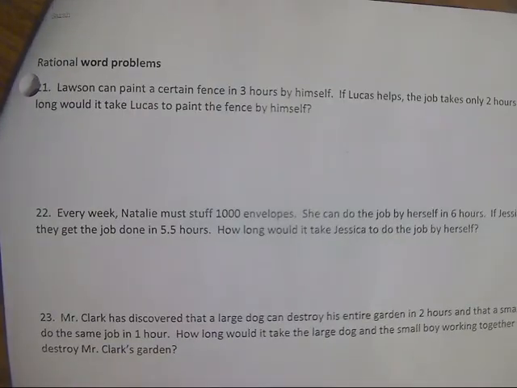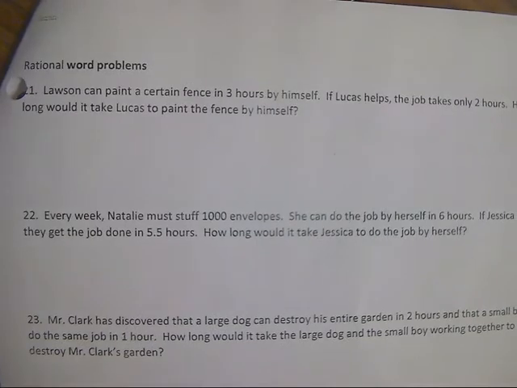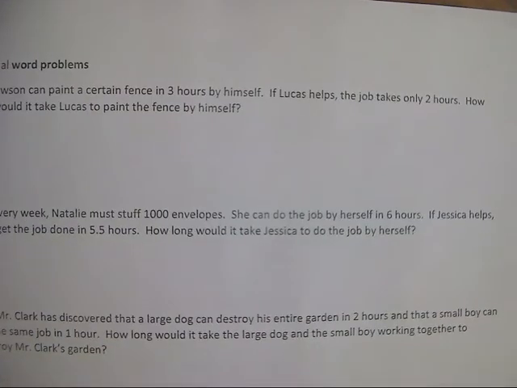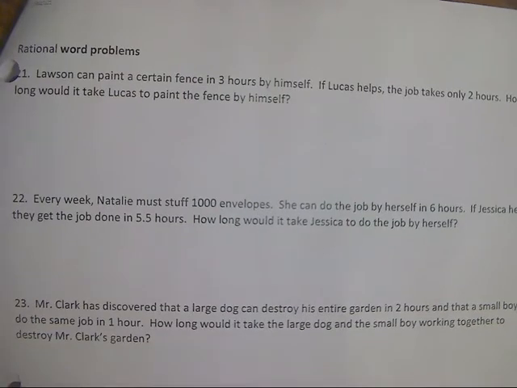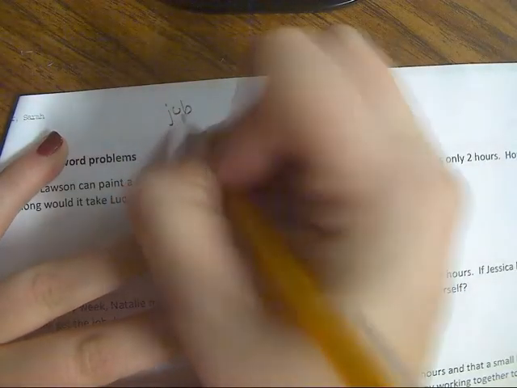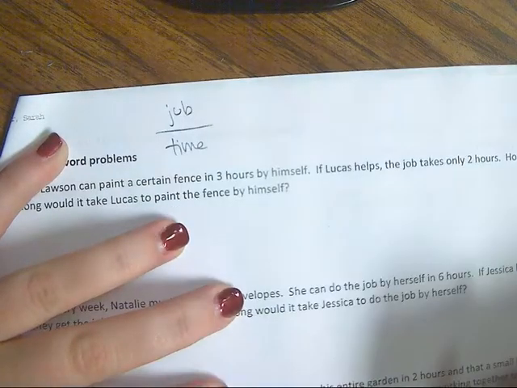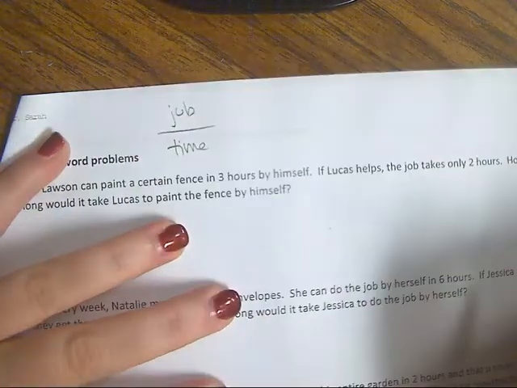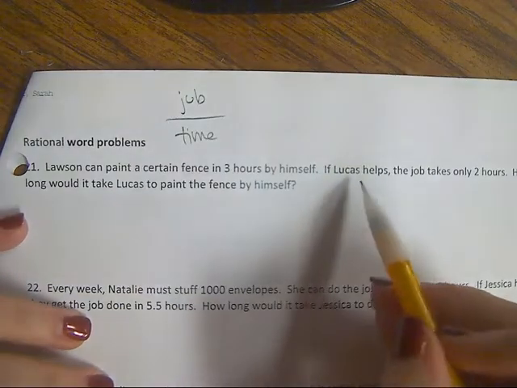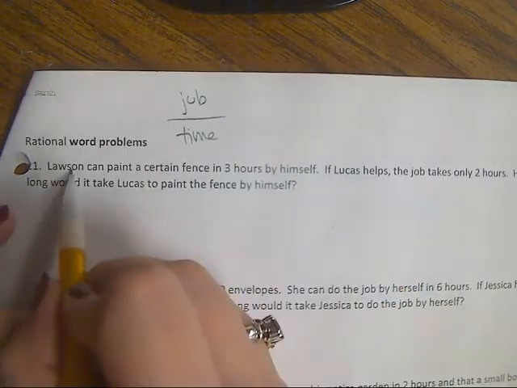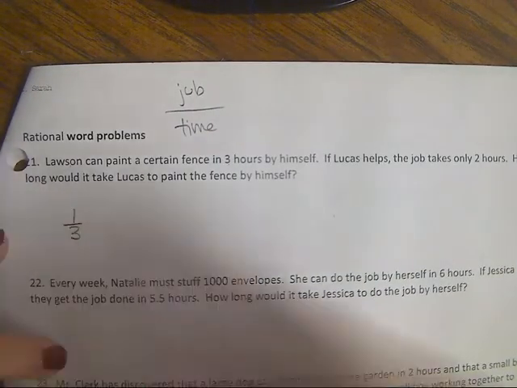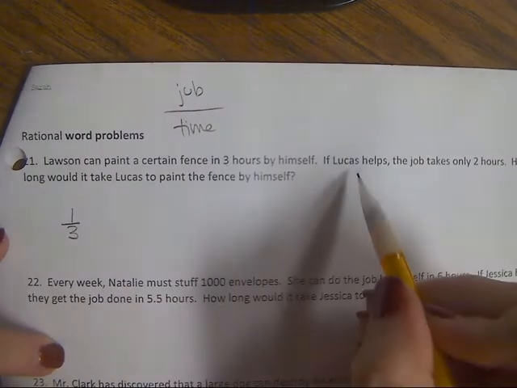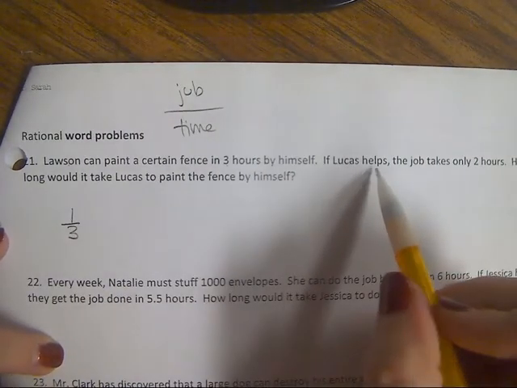Lawson can paint a certain fence in 3 hours by himself. If Lucas helps, the job takes only 2 hours. How long would it take Lucas to paint the fence by himself? Okay, so remember how we set these up. We look at the job and the time it takes to do that one job. We do each individual. So here we have Lawson and Lucas. So Lawson by himself does the one job in 3 hours. So his ratio is 1 job in 3 hours.